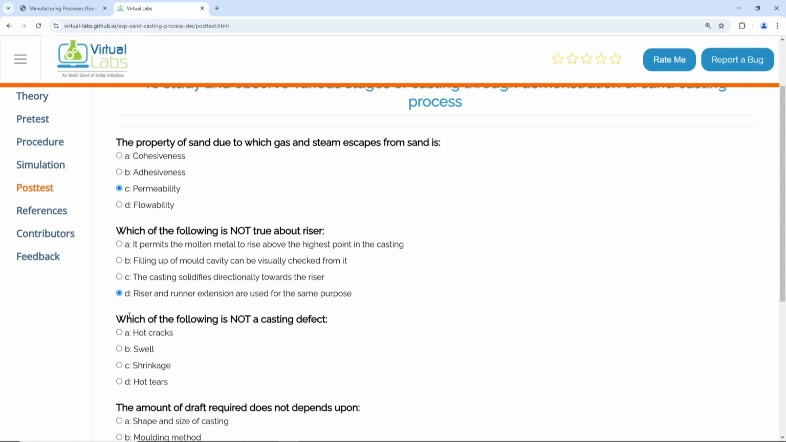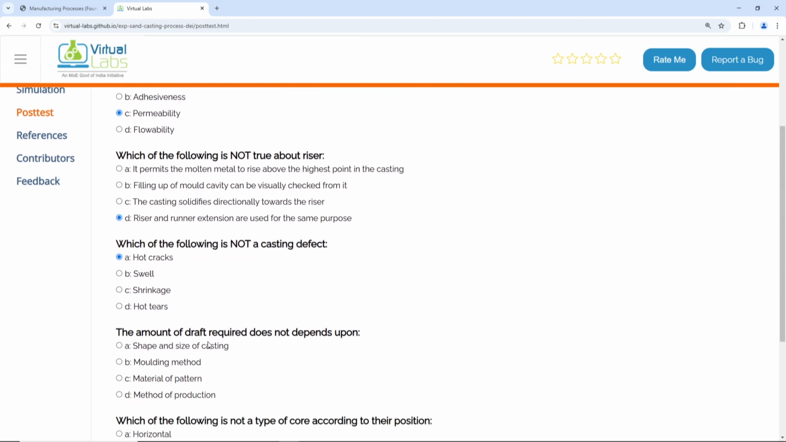Next question is, which of the following is not a casting defect? Hot cracks, swell, shrinkage, hot tears. Hot cracks are not a casting defect.